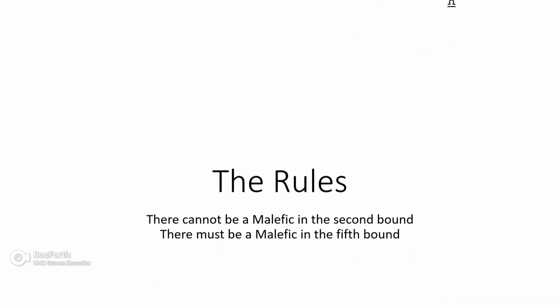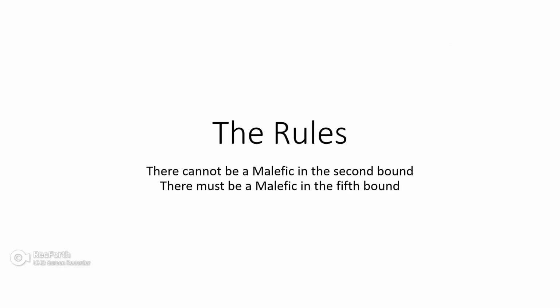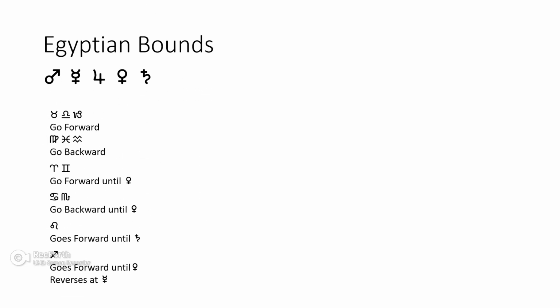And then there's a different trick. From that point, we need to make an order of the rest of the bounds. There seems to be a rule that you can't have a malefic in the second bound, but you must have a malefic in the fifth bound. So once again, here's our little schematic of planets that we have available to play with.